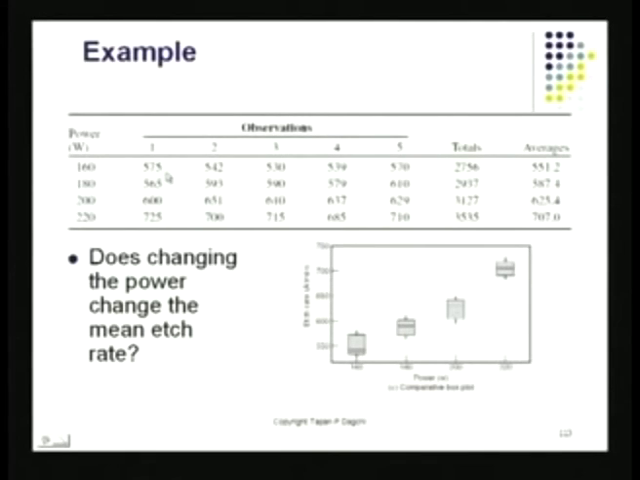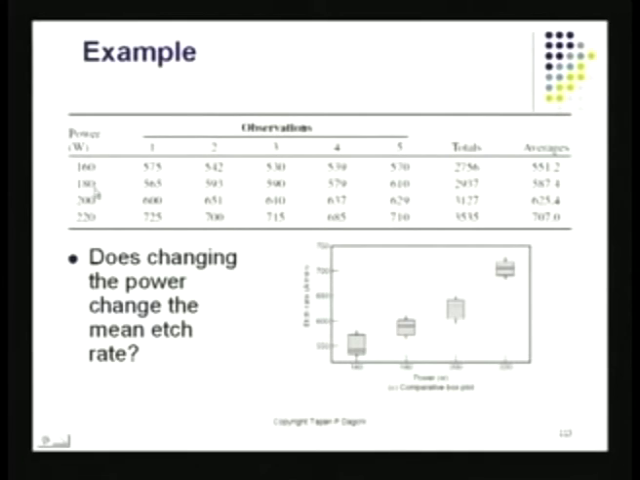Which is the effect of etching, the etching that I produced on those silicon wafers. And I've got 5 replicates of each. When power setting was 160, I got 575, then I got 542, I got 533, 530, 539, 570. And the average turned out to be 551.2.